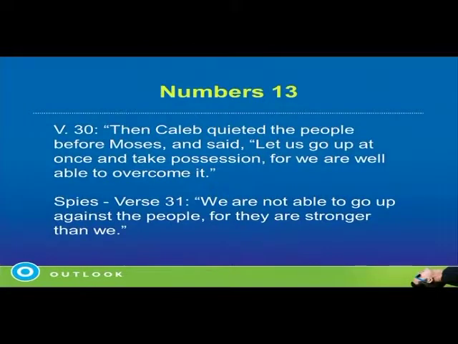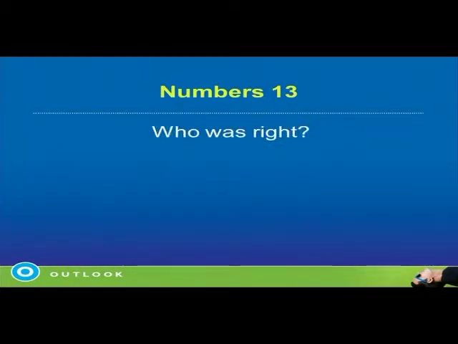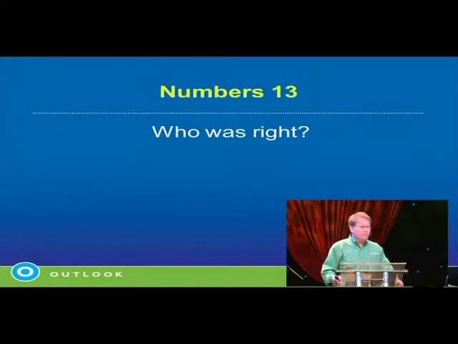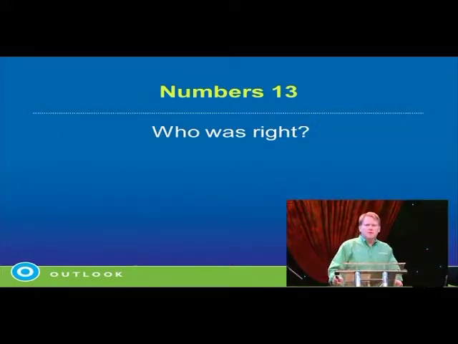So my question to you is, when it comes to these two attitudes, these two outlooks, what do you think? Who was right? The 10 spies or Joshua and Caleb? Well, Joshua and Caleb were right, but the other 10 were right as well. They didn't believe they could take the land, so they couldn't. If you believe you can, you can. If you believe you can't, you can't.